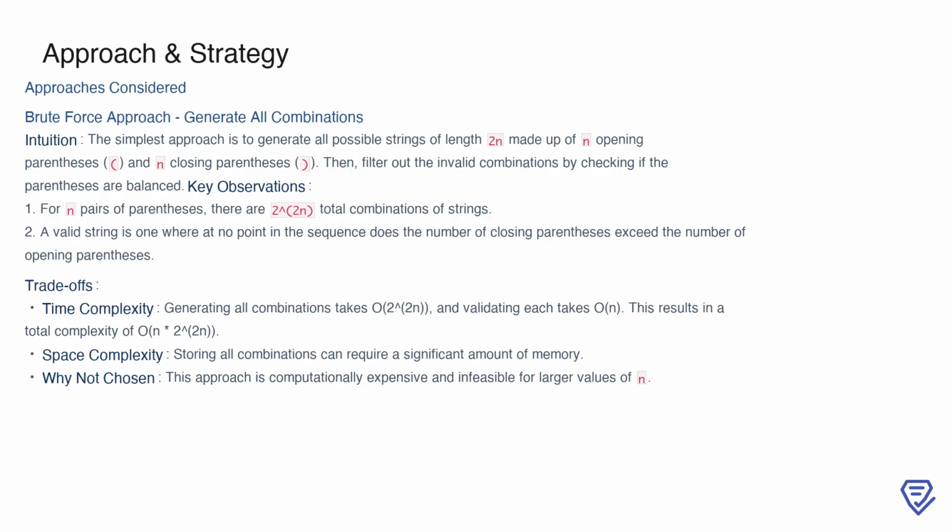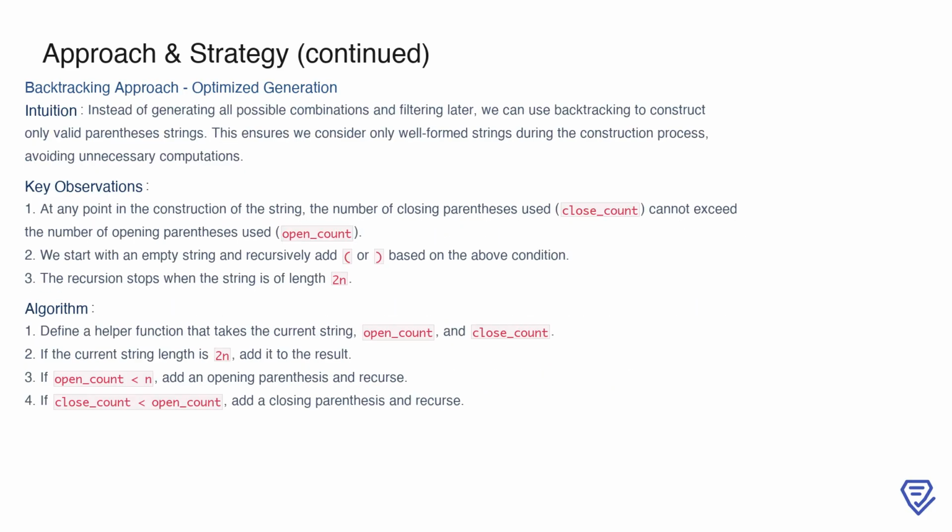against using it. A much more efficient strategy is the backtracking approach, which focuses on constructing only valid strings of parentheses directly, rather than generating all possibilities and filtering them later. The key intuition here is to use recursion to build valid strings step by step, ensuring that we only add opening or closing parentheses in a way that maintains balance. The main insight is that, during the construction of the string, the number of closing parentheses can never exceed the number of opening parentheses used.